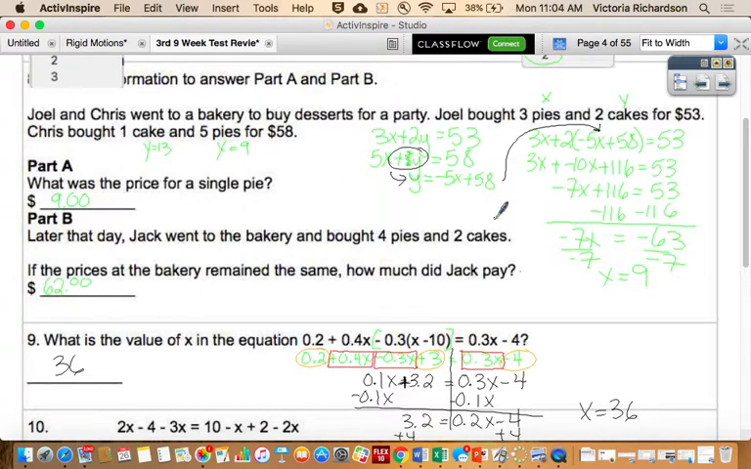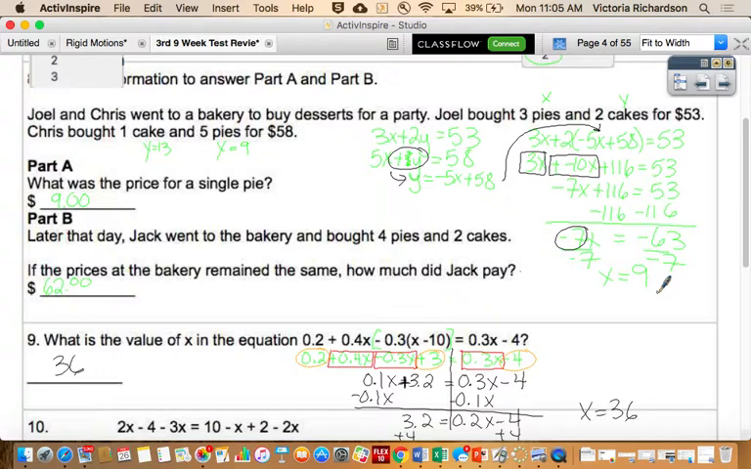Now I've got to combine like terms, so I have 3x plus 10x. They're both x, or plus a negative 10x. So I'm going to add these together, and I get negative 7x plus 116 equals 53. And then you just solve it like a 2-step equation. Draw the wall, subtract 116 from both sides, which gives you negative 7x equals negative 63. And then you're going to divide by whatever the number in front of the variable is. So that means divide both sides by negative 7, and you get x equals 9.